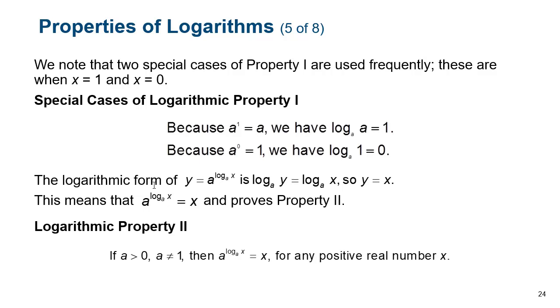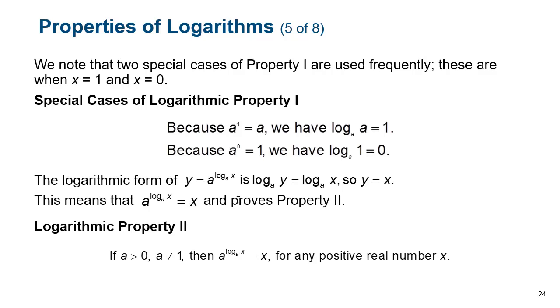We know that the logarithmic form of this is log a of y equals log a of x, so y equals x. So now we can see that if we take a and raise it to the same base, the log of the same base of something, these undo each other and you just get x. This is showing that they're inverses. A raised to a power of a logarithm of the same base of that thing, the log and the power undo each other and you just get back to x.